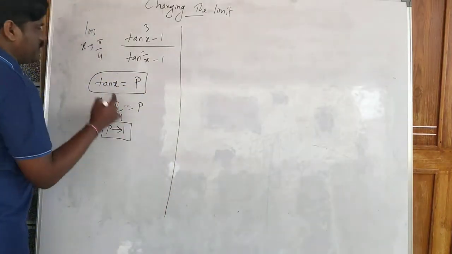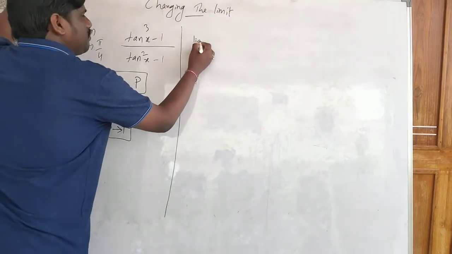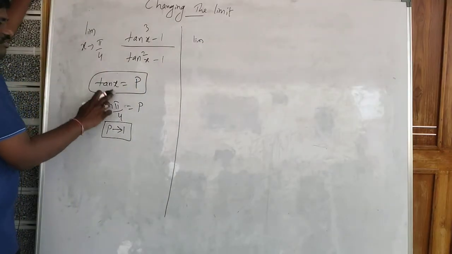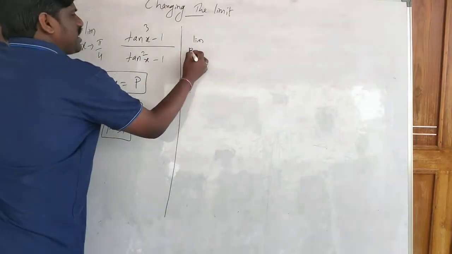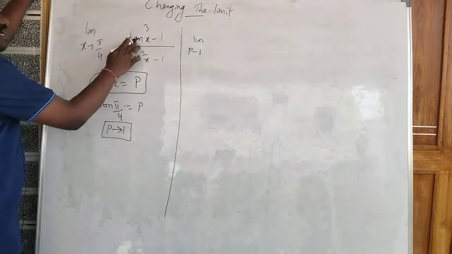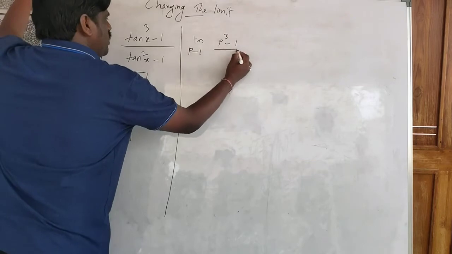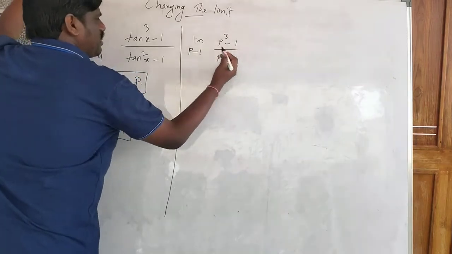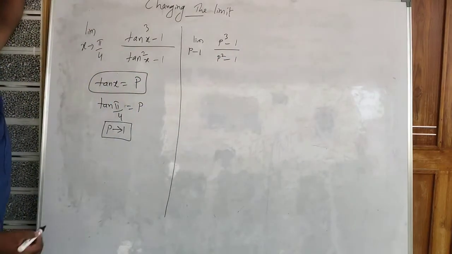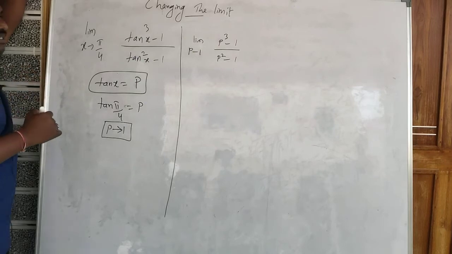How can we do it here? I can change the limit, instead of x, p tending to 1. Wherever tan x is there, I can write p. So the expression becomes (p cube minus 1) by (p square minus 1). This is how we can write it.